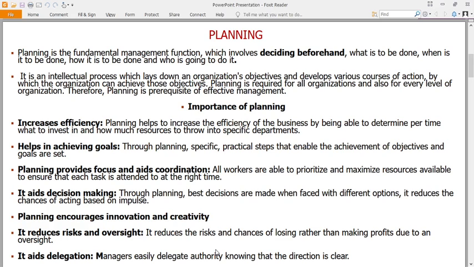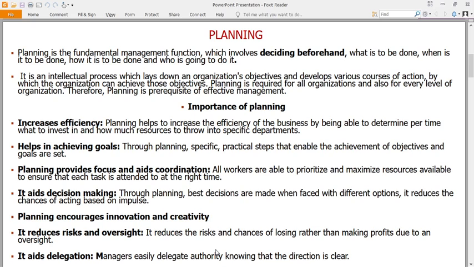So planning is of importance to a business or an organization in the following ways. It increases efficiency. Now, with efficiency, we look at the output we get vis-a-vis the inputs we put. So when you do good planning, efficiency increases in that you're able to determine at a particular time what to invest and how many resources to put into a specific department for you to be able to realize outcomes.